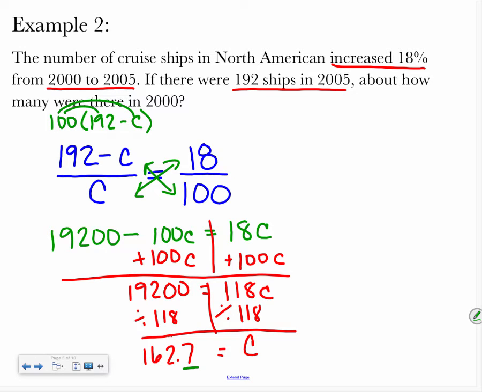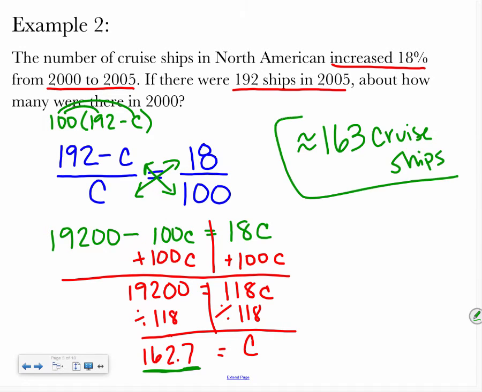So when you're dealing with objects such as cruise ships, we're going to have to round, okay? So we're going to say instead of 162.7, because that doesn't make sense, we wouldn't want to go on a ship like that, we're going to say about 163 cruise ships. Okay? That's about how many cruise ships there were in 2000.